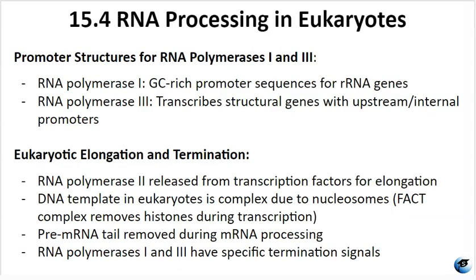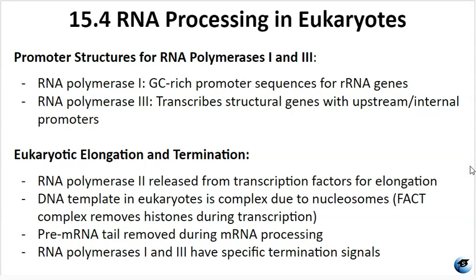Promoter structures for RNA polymerase I and III involve slightly less complex sets of transcription factors compared to RNA polymerase II, but the general concept is the same. Genes transcribed by RNA polymerase I have two GC-rich promoter sequences, and then genes transcribed by RNA polymerase III have upstream or internal promoters within the genes themselves.